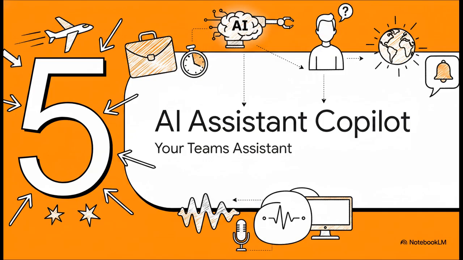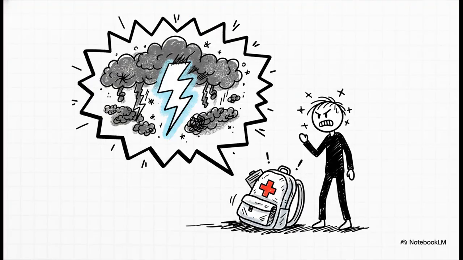Which brings us to Section 5, your AI assistant Copilot. So what happens when things get really crazy? You're out on back-to-back missions and you totally miss an urgent briefing. Well, this is where your Microsoft 365 Copilot AI assistant swoops in.